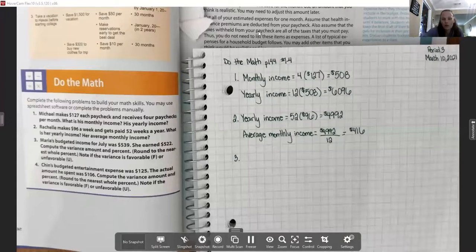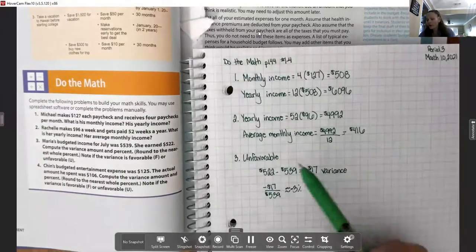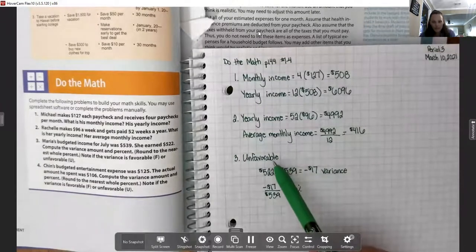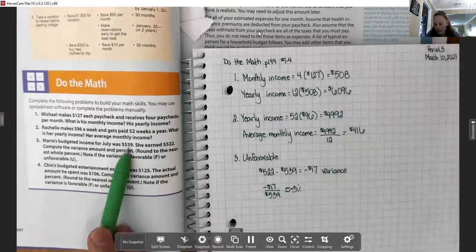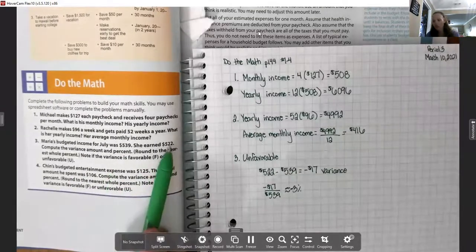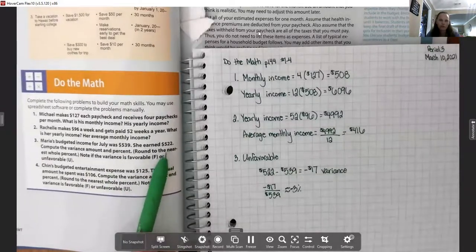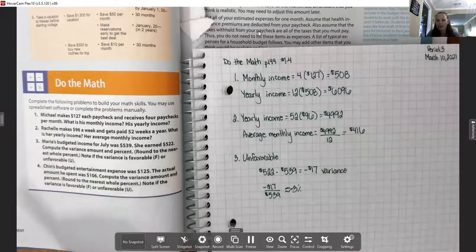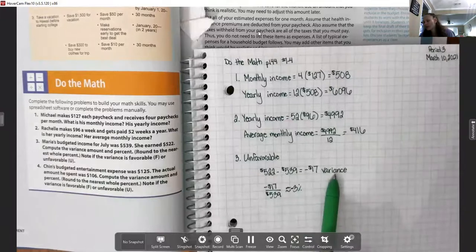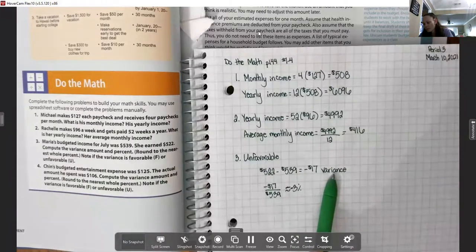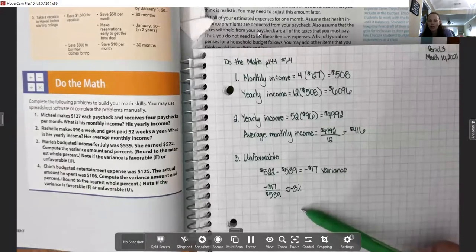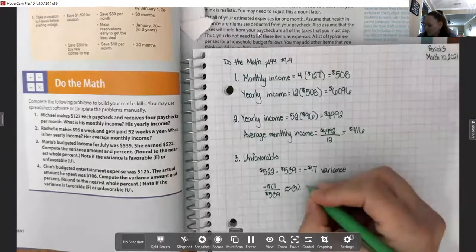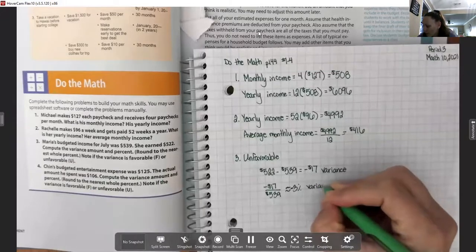Okay, so hopefully you were able to determine that this is unfavorable. Income, she planned on making 539, but she really only made 522. So she made less than she was planning on making. That's not good. So that was a negative $17 variance. And again, these will be the same numbers, just positive or negative, depending on if it's favorable or unfavorable.